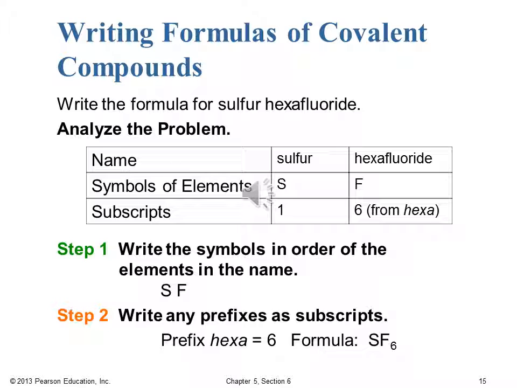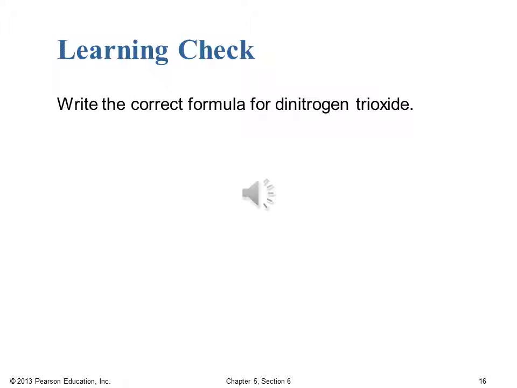So step 1, write the symbols in the order of the elements that are named. So sulfur first, then fluorine from fluoride second. Write any prefixes as subscripts, so there is no mono prefix for the sulfur, so we don't show the subscript 1 for sulfur, but we do show the subscript 6 for fluorine, and so sulfur hexafluoride has the formula SF6. Very straightforward. Hopefully you had as much fun as I did with that, and you'll be able to do this learning check coming up.